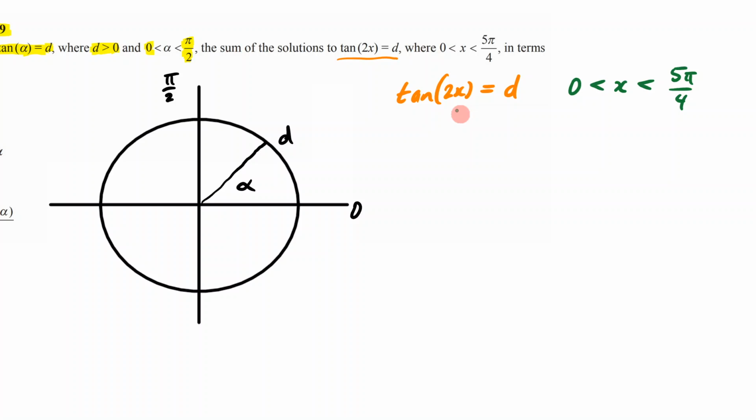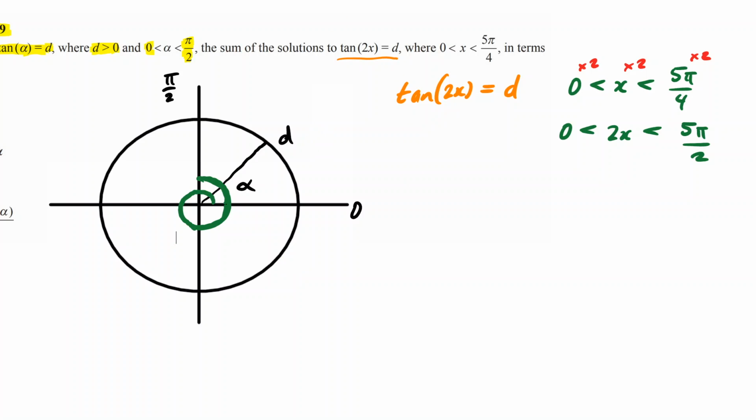Now immediately I can see that I have 2x here, but my domain is x, so I'm going to figure out what my working domain is. So I'm going to times this by 2, which means I have to times this by 2 and this by 2. So my working domain is going to be 0 is less than 2x is less than, this is going to be 10 pi on 4, which can be simplified into 5 pi on 2. And what I like to do is to draw that domain onto my unit circle. So that would be pi on 2, that would be 2 pi on 2, 3 pi on 2, 4 pi on 2, 5 pi on 2. So not the prettiest thing in the world, but you can see now the domain I'm working with.